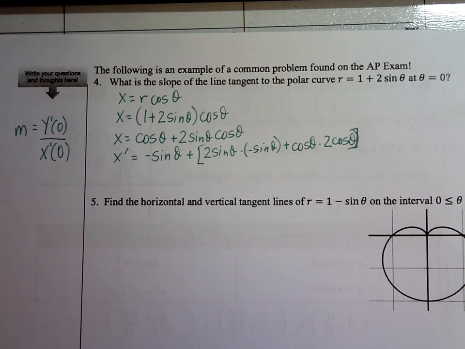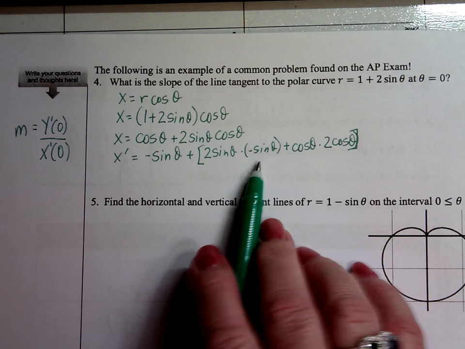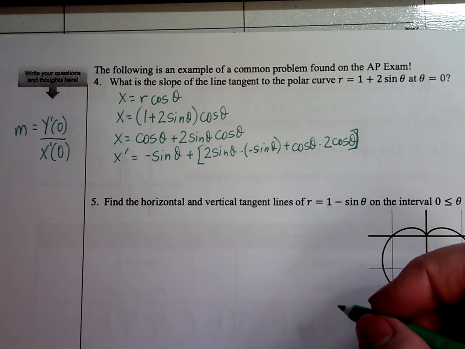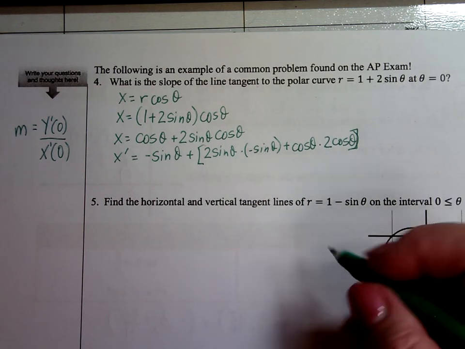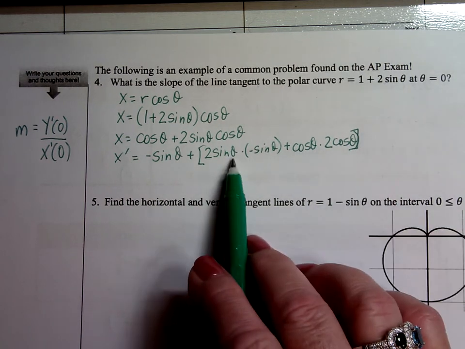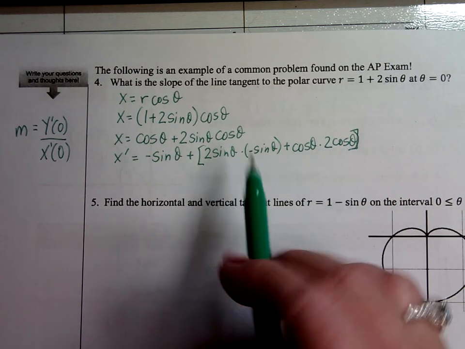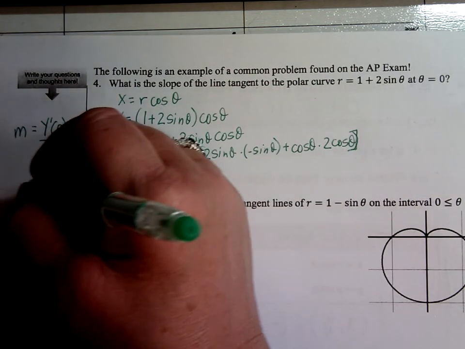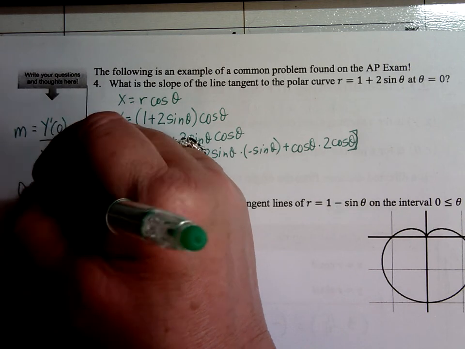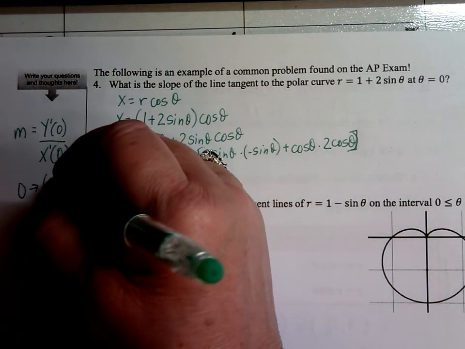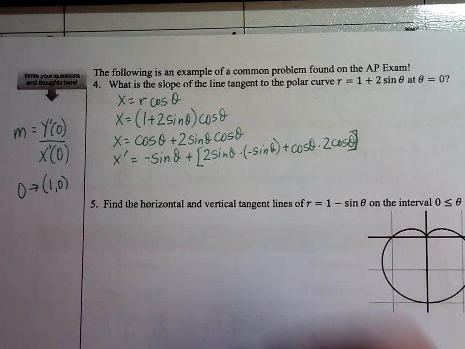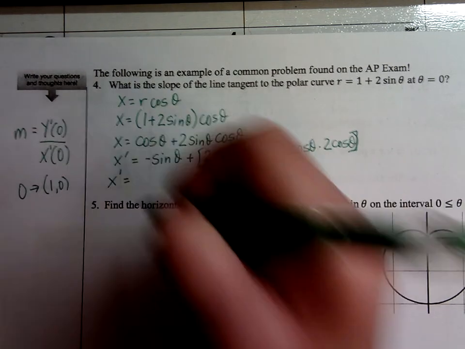Now you can distribute this out, make this a sine squared, make this a cosine squared, but I'm going to keep it the way it is because they're asking me to evaluate it when theta is 0. So I want to know when I'm at 0, what's the coordinate that goes with 0? So 0 would be 1 comma 0. So let's see if we plug it in, if it's going to help us get a number.